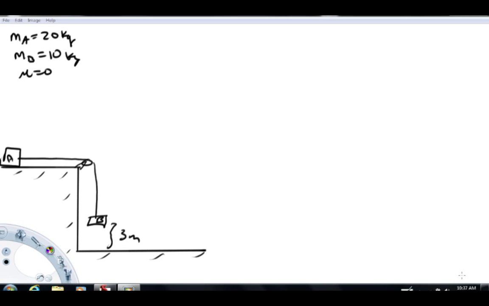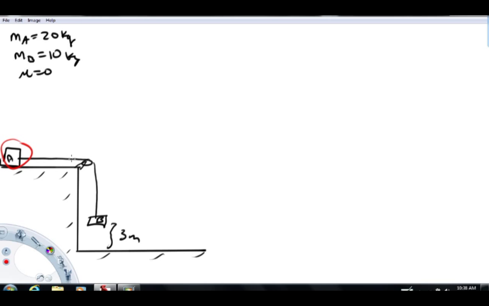The purpose of this video here is to help demonstrate how to apply energy concepts to a problem in mechanics. So in this example, picture this mass right here. I'm going to call that mass A. Mass A is 20 kilograms.